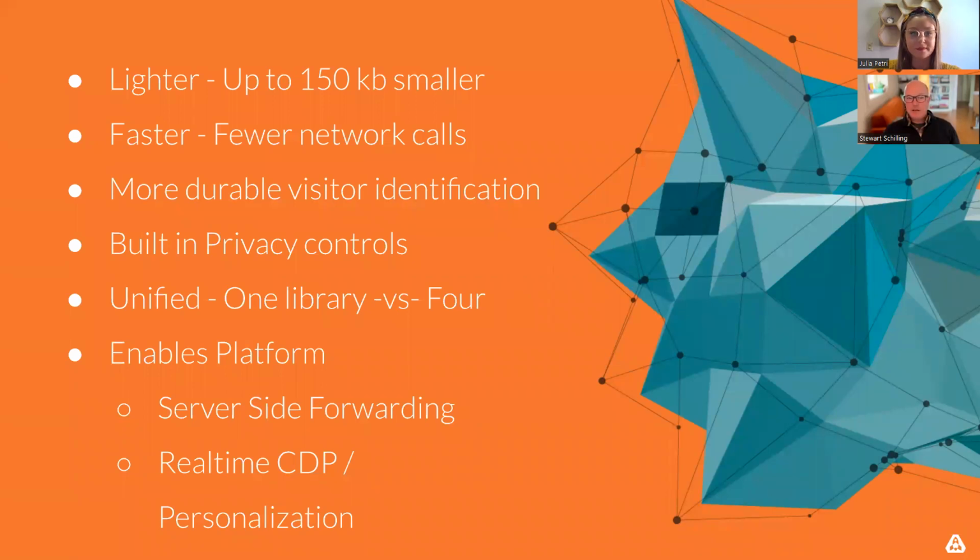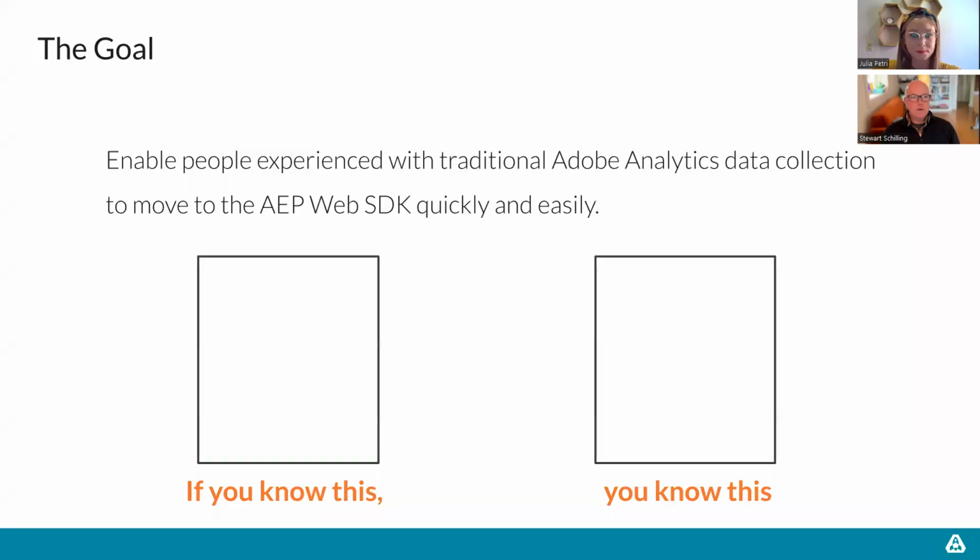So in addition to doing what you may be doing today, just collecting data for Adobe Analytics or doing target stuff, this is enabling some new platform functionality that you might want to take advantage of, like server-side forwarding, real-time CDP, real-time decisioning for personalization, recommendations, that sort of thing. So let's all assume it's axiomatic. You want to do this. How do you do this?